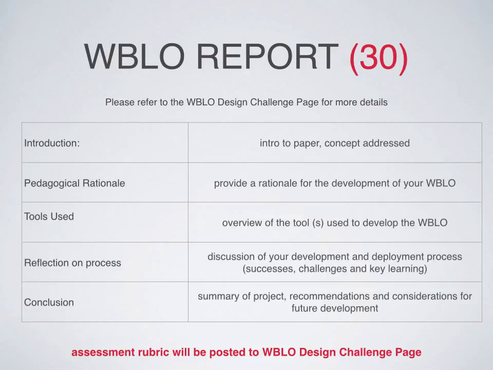Now, I will be posting a rubric that will be used for the assessment of the web-based learning object on the Design Challenge page. That will be posted at the end of this week, and that will provide you with more detail. However, the rubric is basically just going to be each of these sections graded on a 4-point scale. And in addition to that, there will be an assessment component of the paper that has to do with your writing and your formatting. And just as a point of clarification, yes, the paper needs to be formatted in APA, and all references that are used within the paper need to be formatted accordingly.